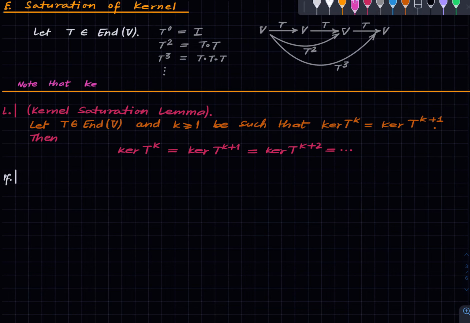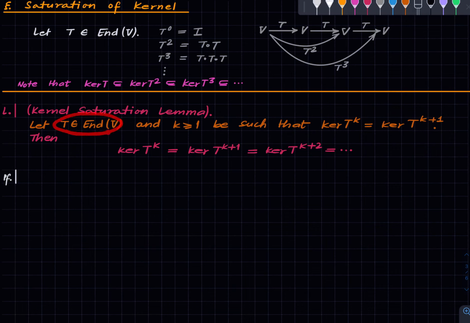So we have these things, and note that kernel T is contained in kernel T squared, is contained in kernel T cubed, and so on. Very simple observation. Okay, and now we have something which I like to call the kernel saturation lemma.